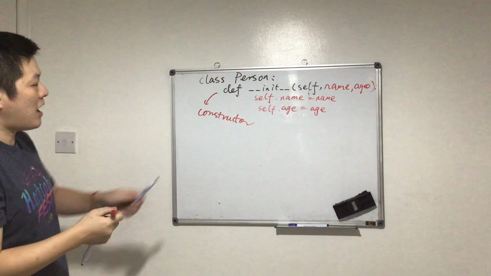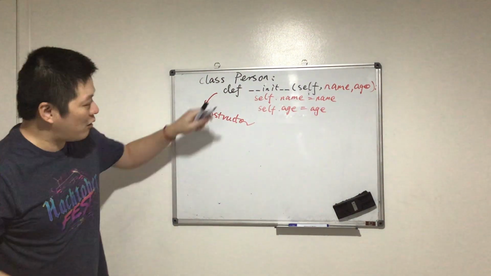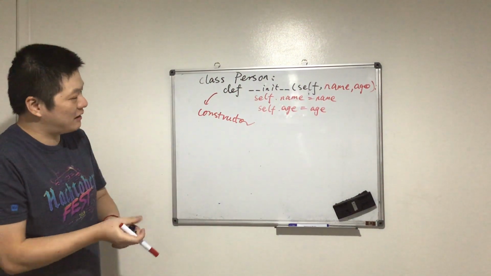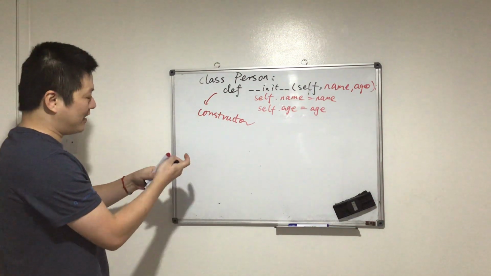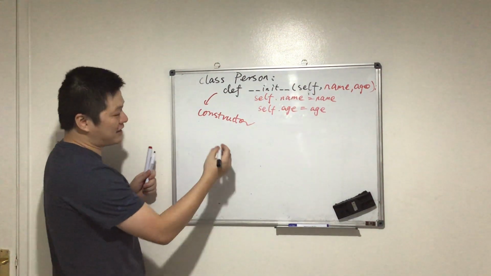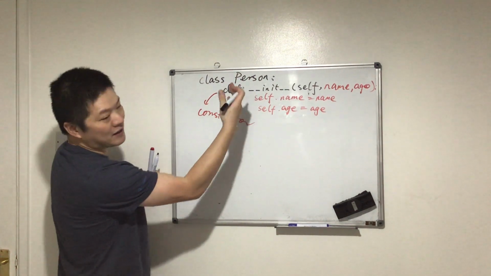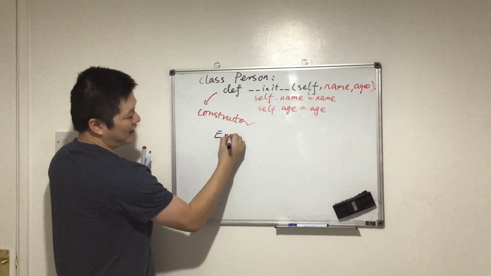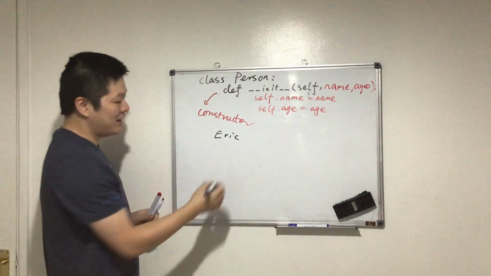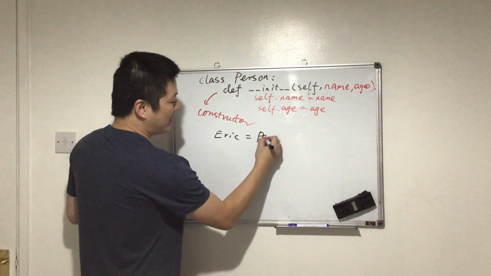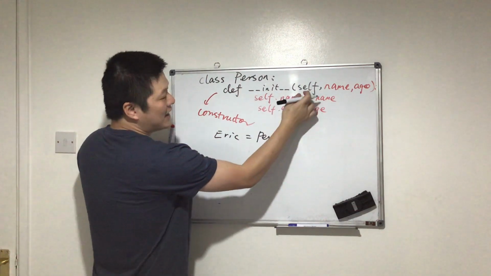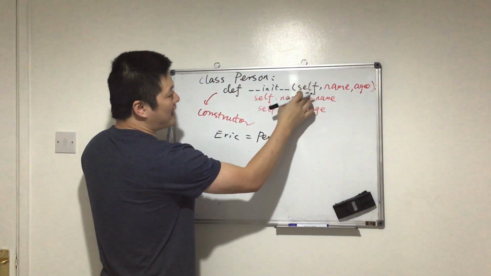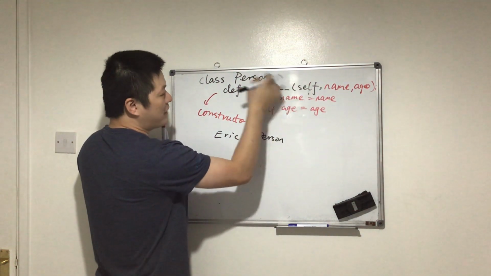Now after this, this is a very simple class, and then after this we can already define whatever we want. This is the person template. Then we can say Eric is a person, and you will call this constructor. This self means that it's a method of the class.